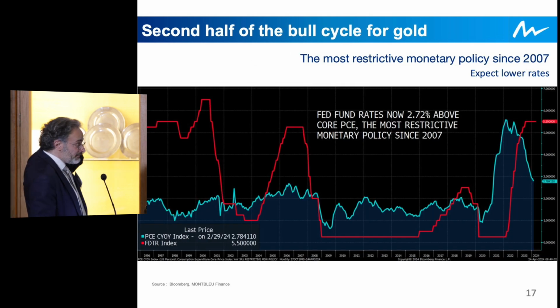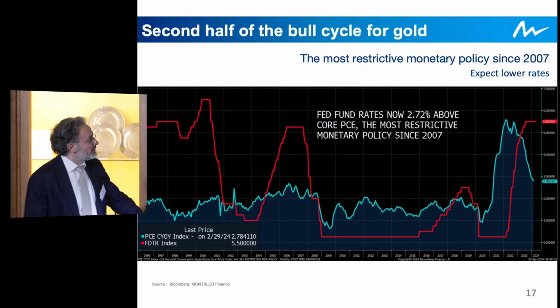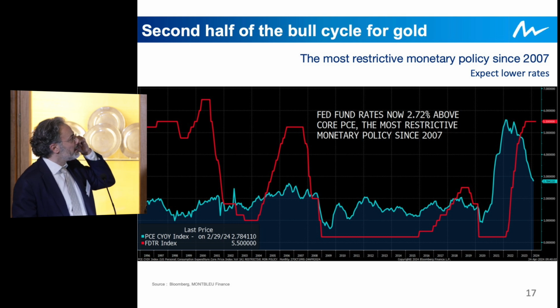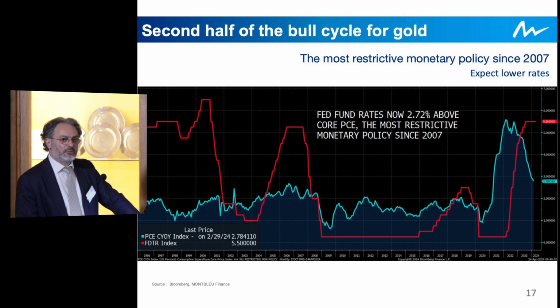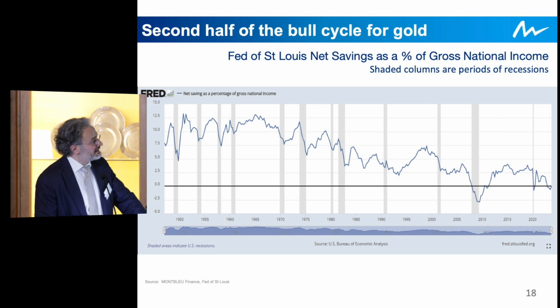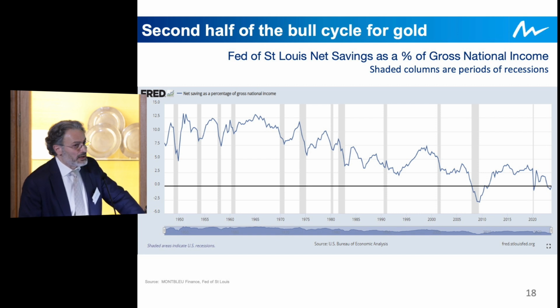You remember this graph? This is a graph that I show all the time. It's about restrictive monetary policy. We have never had such a restrictive monetary policy for the last 15 years. When a monetary policy is restrictive, it impacts the economy and the economy slows down. That's the savings we talked about. So now we are in negative territory.